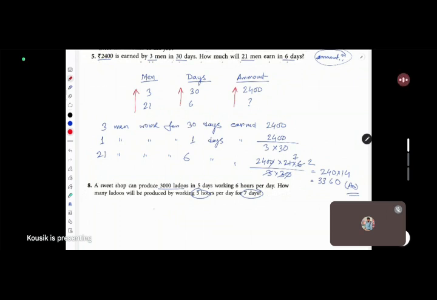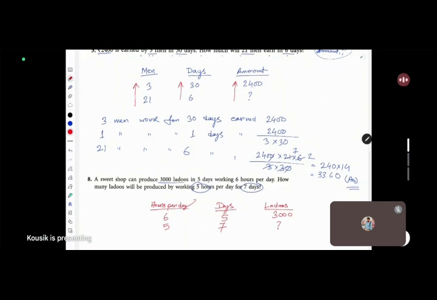So hours per day, days, and laddu. So in the first case, working 6 hours per day, working for 5 days, they produce 3000 laddu. Now 5 hours, 7 days, he produces how many laddus? Find it.